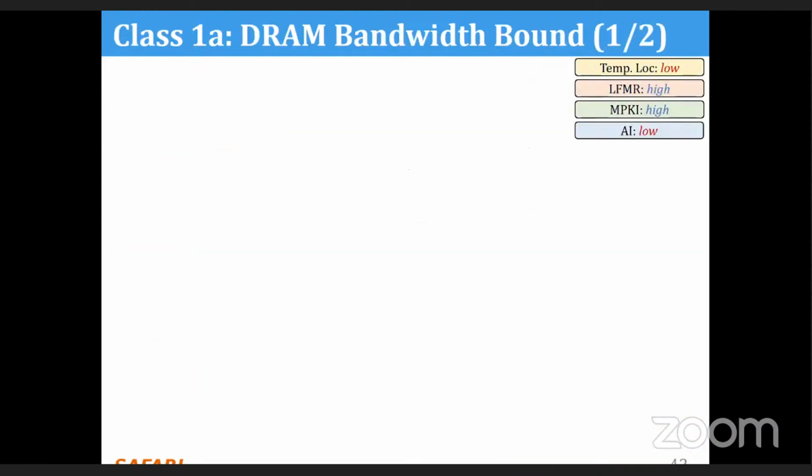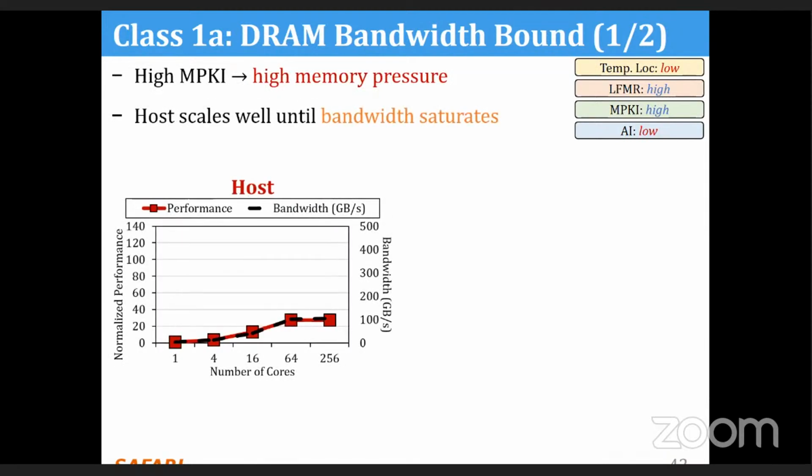Yeah, so our first class is class 1A, DRAM bandwidth bound. What we observe here, on the top right, is the value of temporal locality, LFMR, MPKI, and AI for the different workloads.